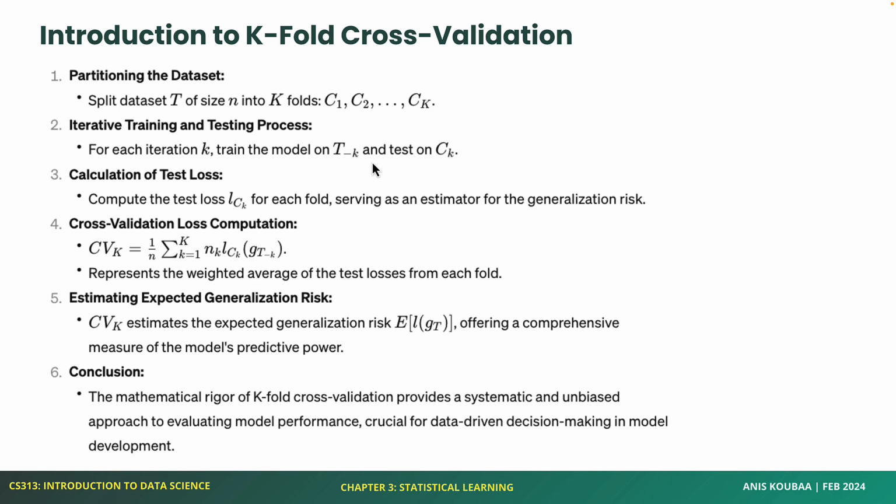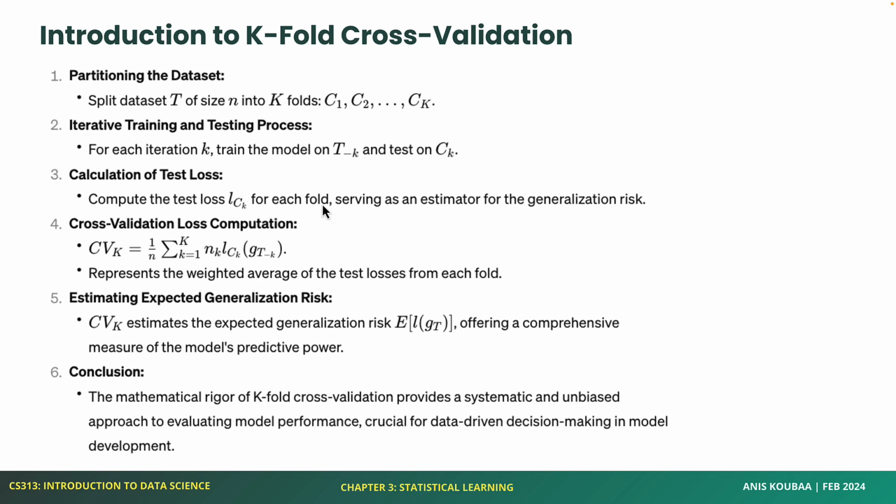T minus K and test on CK. For example, I will take CK for testing and all others for training. And this is what we denote as T minus K. It means the whole training set minus the kth sample, depending on which K it is here.